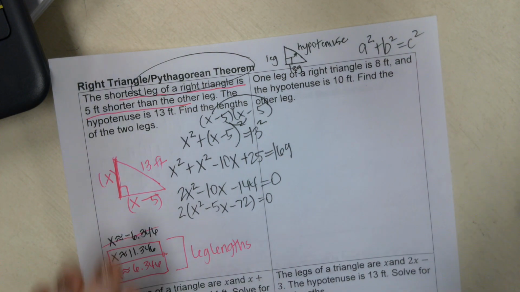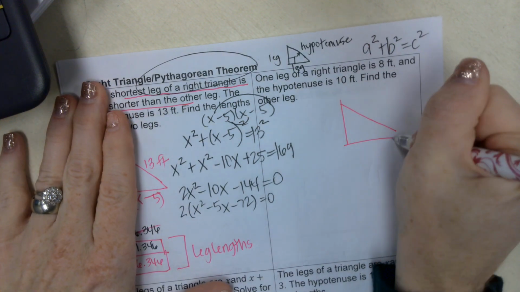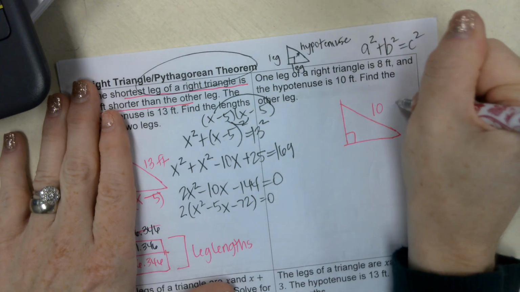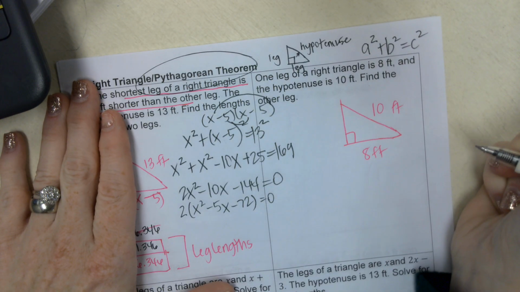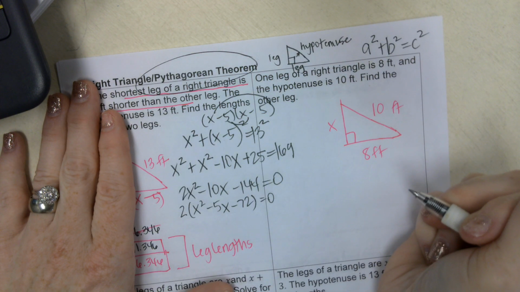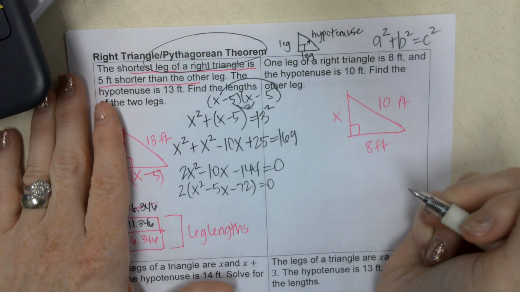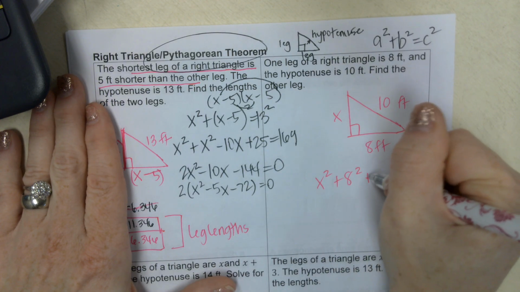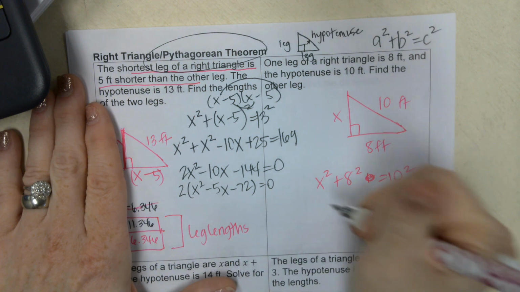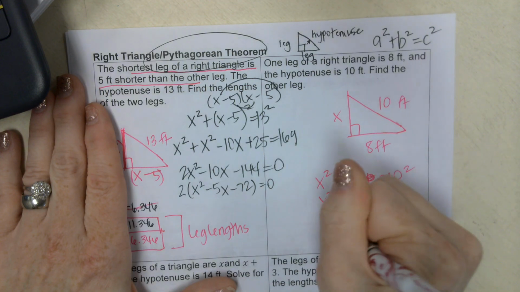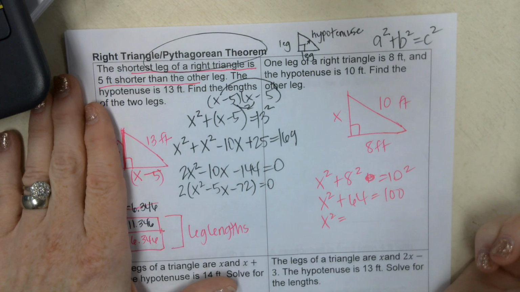Here we go. One leg of a right triangle is 8 feet, and the hypotenuse is 10 feet. Find the other leg. All right, it doesn't matter which side you put this on, okay? I'm just going to call this X. What am I going to use to find that? So x squared plus 8 squared equals 10 squared. So that's going to be x squared plus 64 equals 100. So what is x squared going to equal?